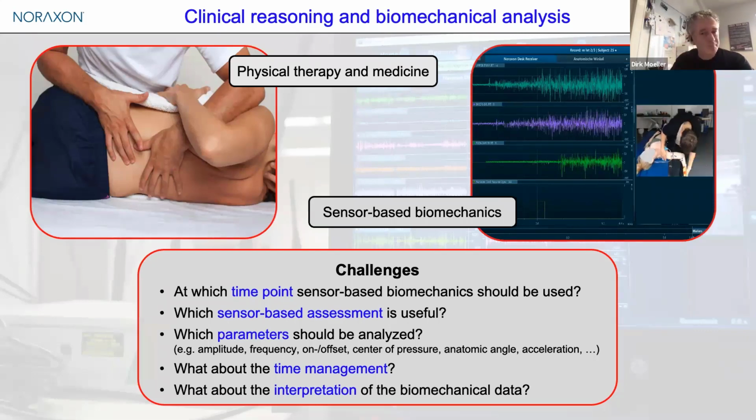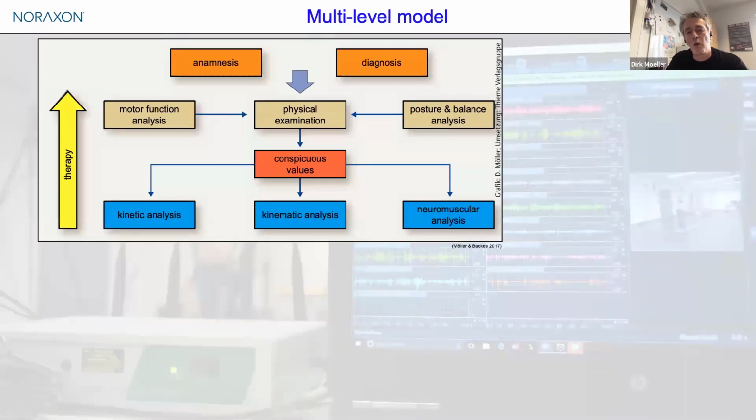Okay, just an idea. And how do I work with my biomechanical stuff, with my clinical reasoning? As I mentioned on the third slide, we developed the multi-level model. The idea behind that is to have a kind of red line, or a good way to use biomechanical data in my process. And this is a typical multi-level model.